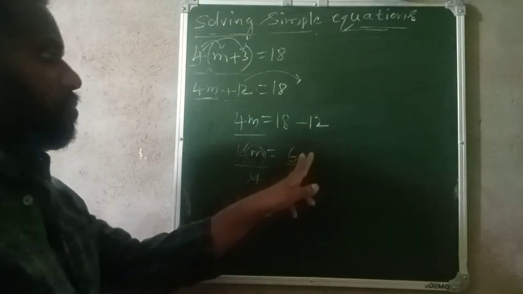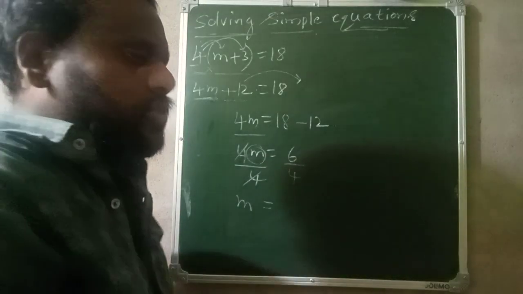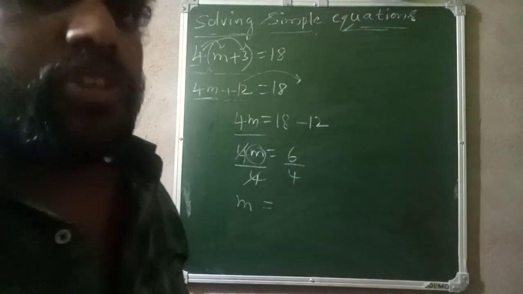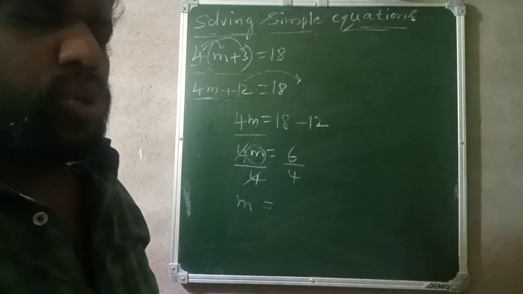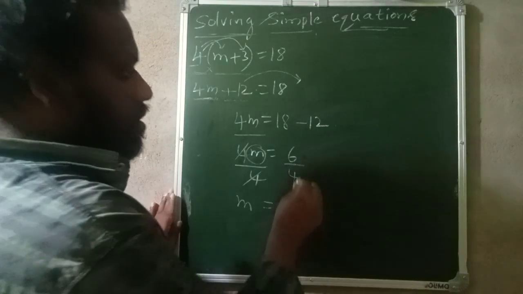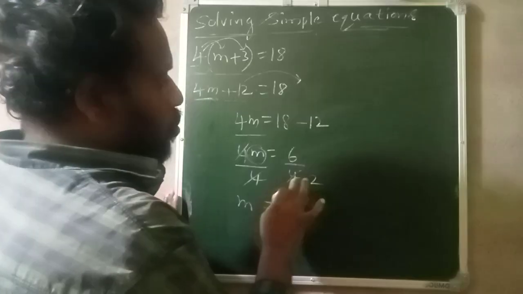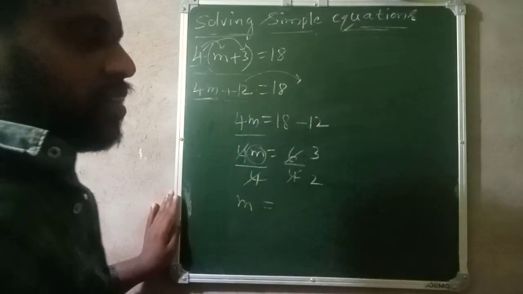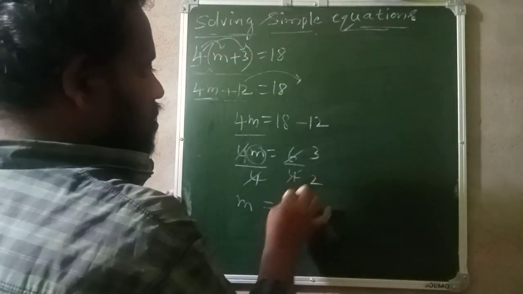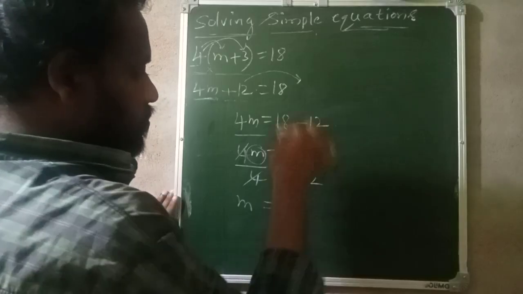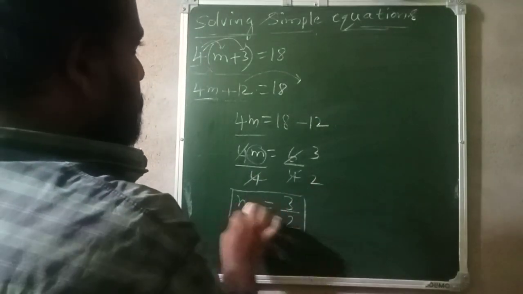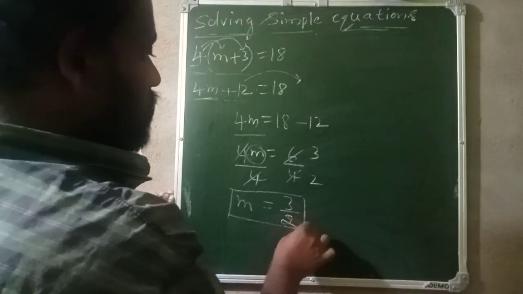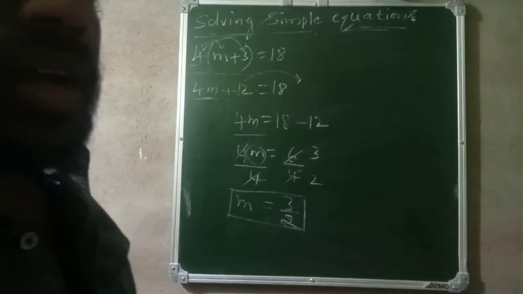Now here we have to simplify this 6 by 4. Think about a number that can divide both 4 and 6 completely. Which number can divide? 2, right? So 2 can divide 4 and 6 completely, like this. 2 2s are 4, 2 3s are 6. Correct? So next step, write this 3 and this line and this 2. So m is equal to 3 by 2 is the answer.